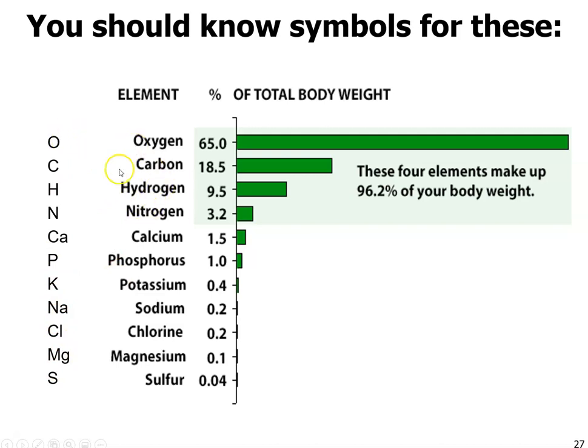But these top 4 make up most of what your body is made up of. 96.2% of your body weight is made up of oxygen, carbon, hydrogen, and nitrogen. Those 4 are the vast majority of the elements in your body, and we'll continue to use these throughout the course. You'll see these a lot in biology courses and biochemistry courses. So it's important to know these because they make up a majority of your body.